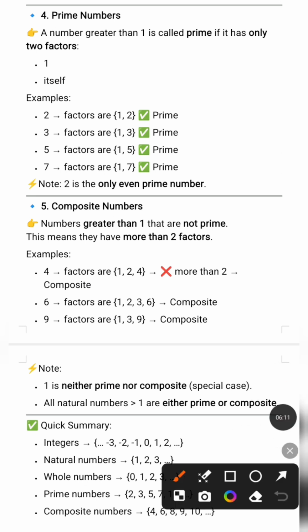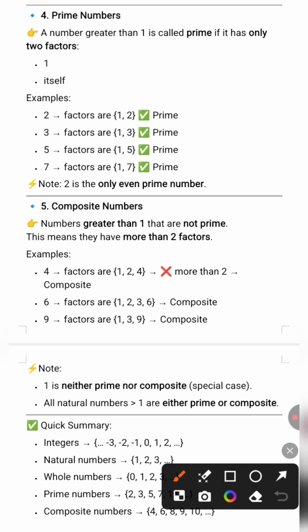Now a quick summary. Integers are negative numbers, 0 and positive numbers. Natural numbers start from 1. Whole numbers start from 0. Prime numbers have only 2 factors and are greater than 1. Composite numbers have more than 2 factors. This is the basic number family.